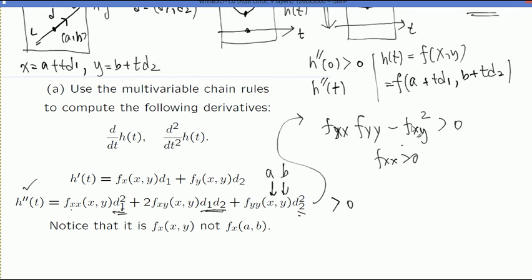How do you differentiate this one? What rule do we use? Multivariable chain rule. And that's what this one's here. If you do it one more time, multivariable chain rule, you arrive at this expression. This is more rigorous than using the quadratic approximation idea.